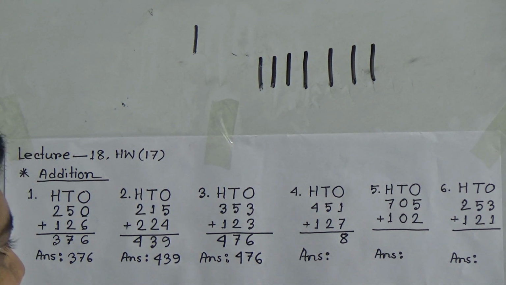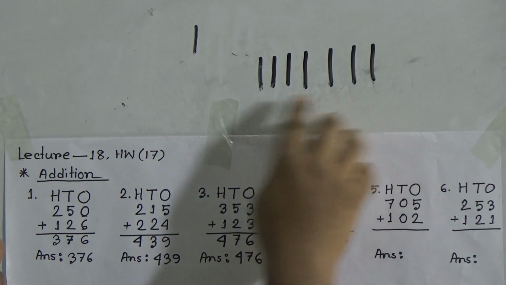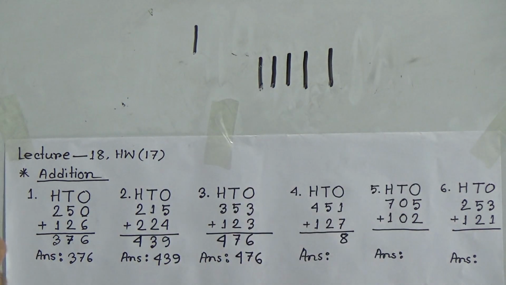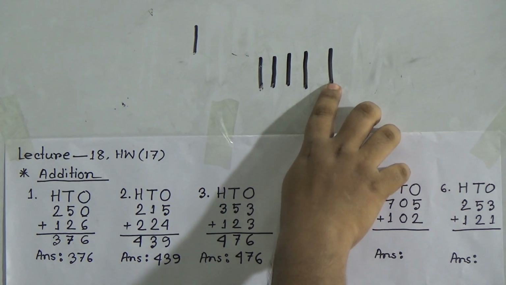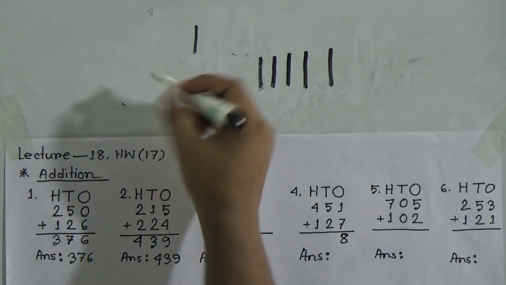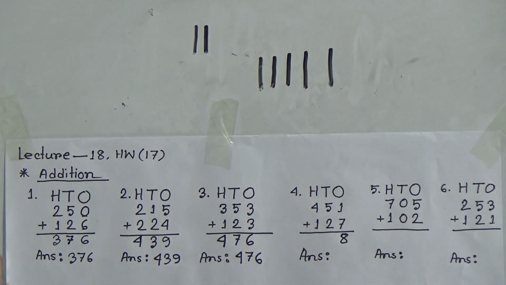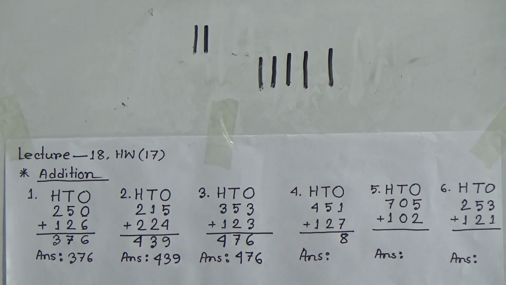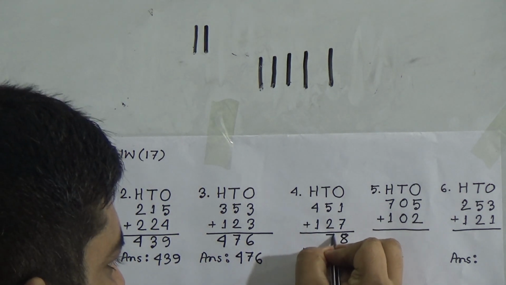Now we add 5 with 2. My dear students, notice 5 means 5 sticks: 1, 2, 3, 4, 5. We erase this one. That means 5 sticks: 1, 2, 3, 4 and 5. And 2 means 2 sticks. If we add, then how many? 1, 2, 3, 4, 5, 6 and 7. That means if we add 5 with 2, then we get 7.